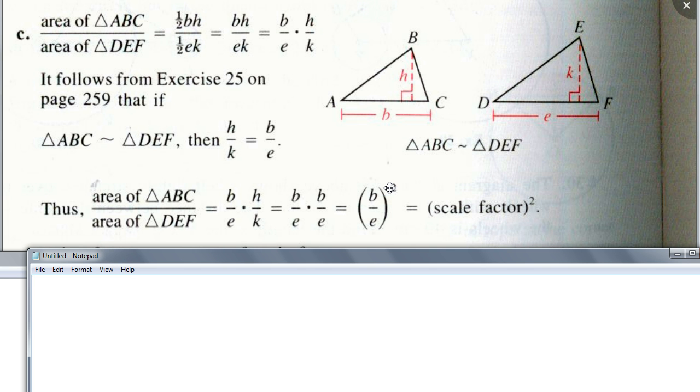If you have two similar triangles, or as a matter of fact, similar polygons, if you look at the ratio of their areas, it's going to be the scale factor squared. Squares of their scale factor, right? A squared over B squared, if the scale factor is A to B. Does that make sense? Yes? Okay, so knowing this, let's do some examples, okay?